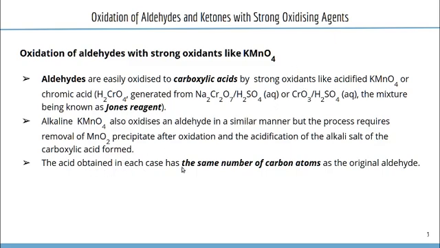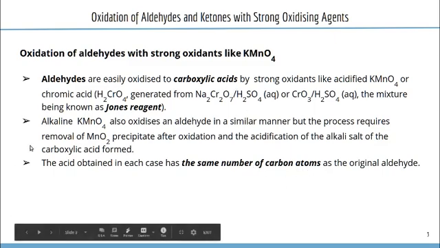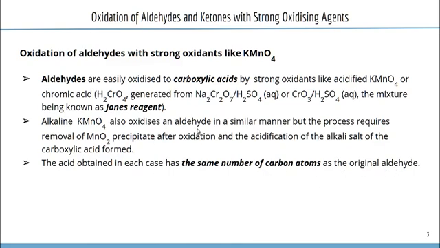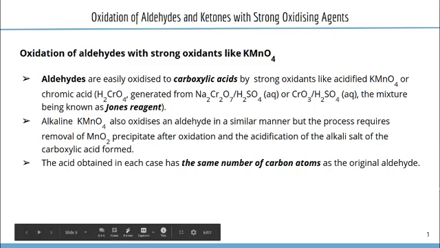The acid obtained in each case has the same number of carbon atoms as the original aldehyde. So during oxidation with strong oxidizing agents like acidified KMnO4 or Jones reagent, the aldehyde will be easily oxidized to the corresponding carboxylic acid having the same number of carbon atoms as the original aldehyde. So that is the benefit of using strong oxidizing agents like KMnO4 or Jones reagent.